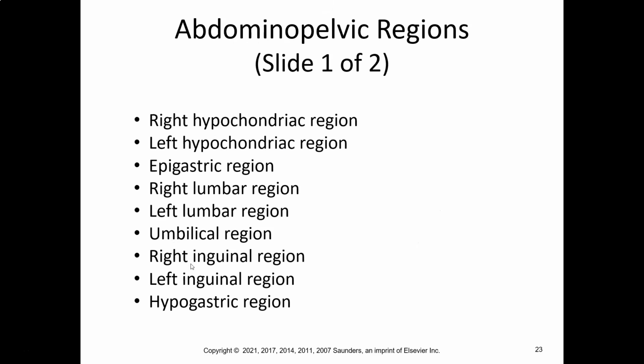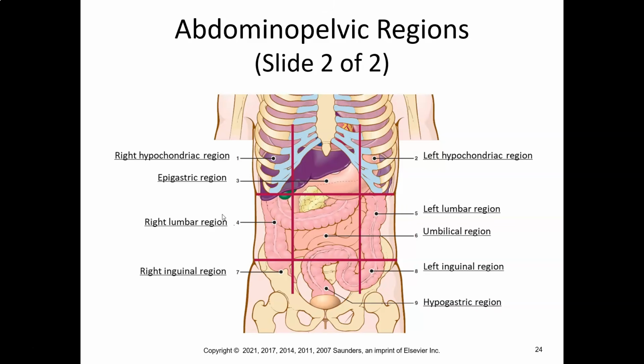Now here's something that's very important, knowing what organ is in what region, because from a medical terminology standpoint, you might read the medical chart and say, oh, imaging done of the epigastric region, imaging done of the right inguinal region. Well, you probably should know what organ sits in what region. Okay? So let's take a look at this.